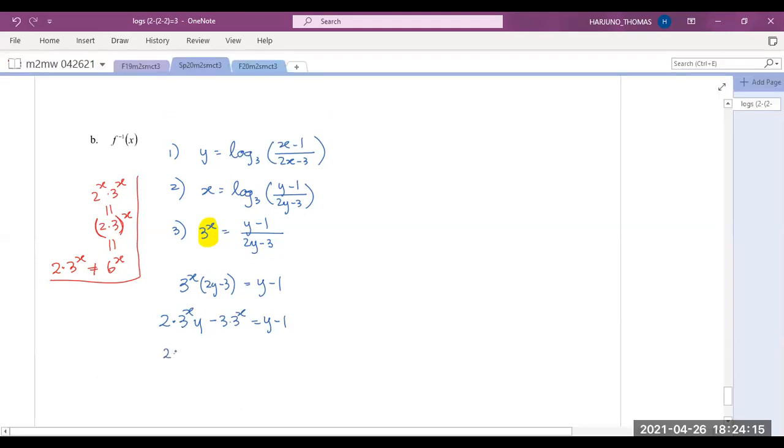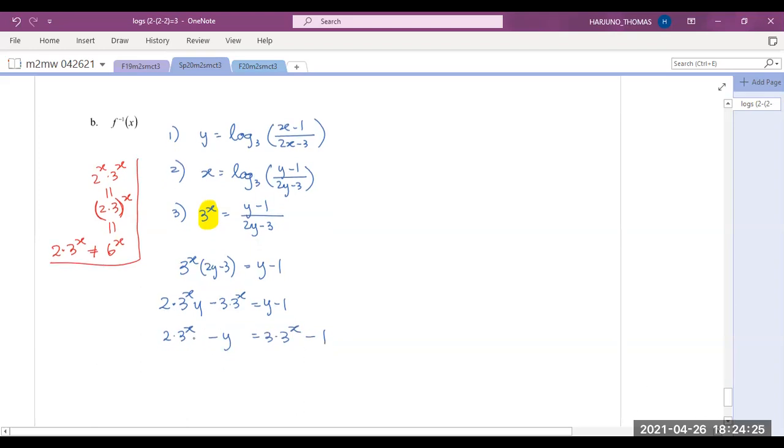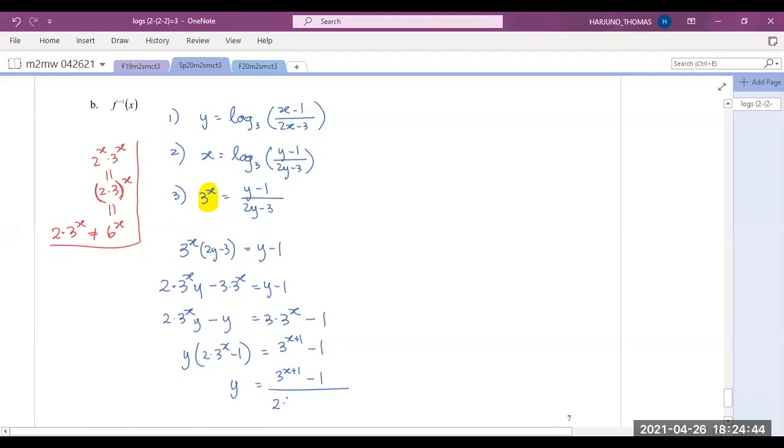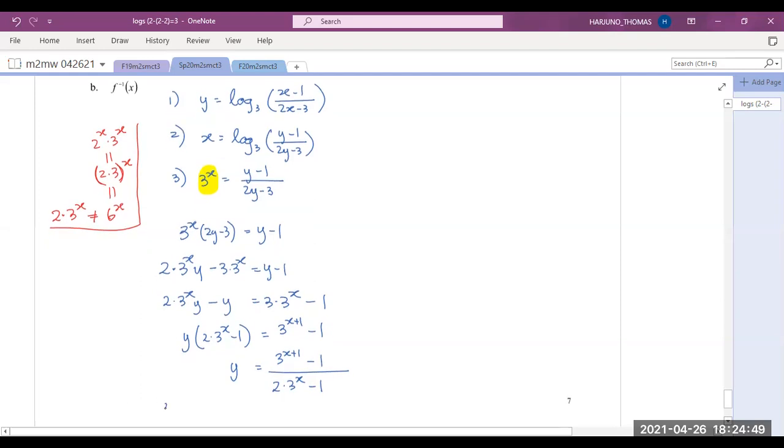Now I will move the y to this side and then move that 3 times 3 to the x to the other side. That way I can factor the y. And here I can make it 3 to the x plus 1 minus 1. So y is equal to 3 to the x plus 1 minus 1 over 2 times 3 to the x minus 1. That's our inverse function.